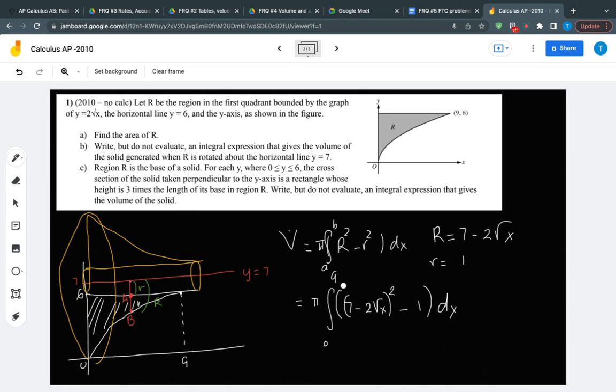So that's how we calculate the volume of the region R rotated about the horizontal line y equal to 7. This one we use the washer method. I think we could use the shell method too. All right, so let's move to C.